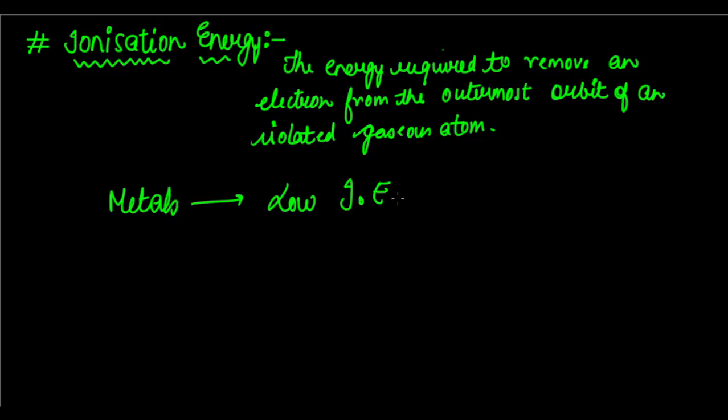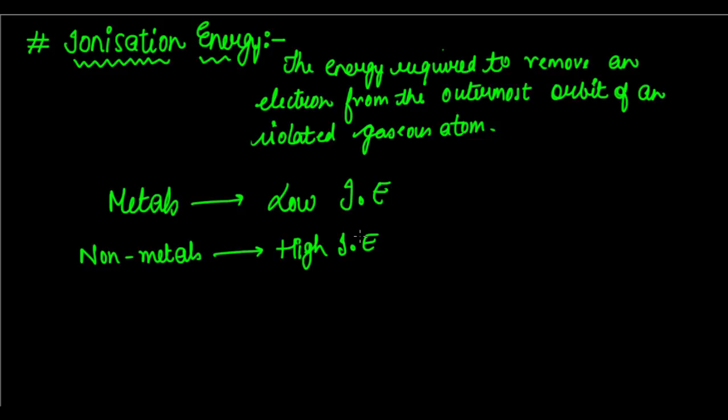That's pretty obvious because metals lose electrons much more easily than non-metals, and hence they have low ionization energies. We don't have to spend much energy to remove electrons. Whereas non-metals have high ionization energy because obviously non-metals don't really lose electrons, they actually gain electrons. So non-metals have a high ionization energy, whereas metals have a low ionization energy.